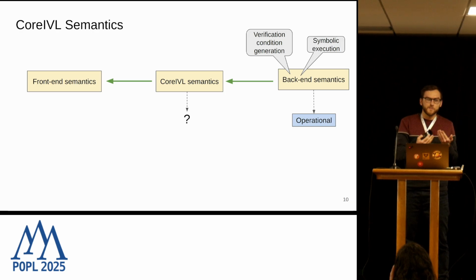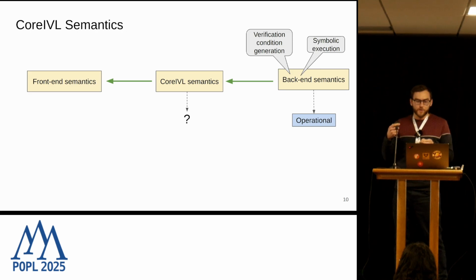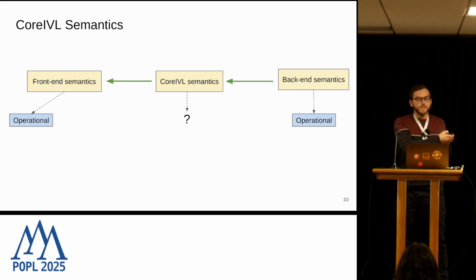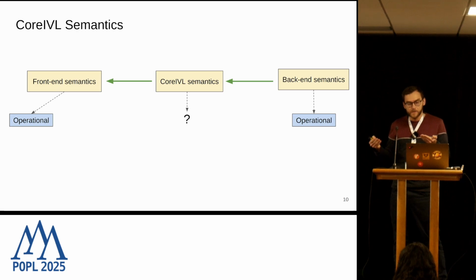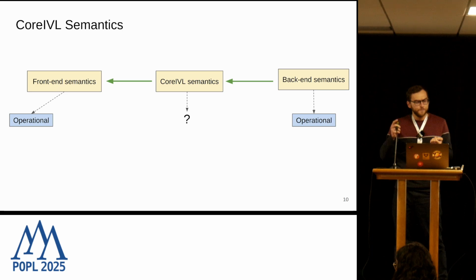And if we think in terms of symbolic execution, there are operations that symbolic execution does. For example, when we go to an if statement, the symbolic execution will split and explore different paths, and this is inherently operational. And on the other hand, we have a front-end semantics that is also operational. We have an operational semantics of our program. So it seems that we want to connect an operational semantics to an operational one.